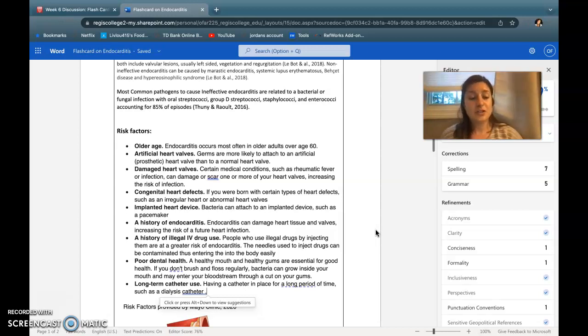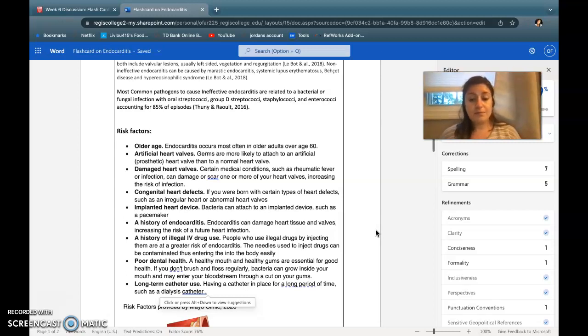Congenital heart defects. So if you had structural abnormalities at birth and bacteria enters your bloodstream, you're at a much greater risk of developing endocarditis. Same goes for any implanted heart device. If you have had endocarditis at one point in your life, you're more likely to get endocarditis again. If you use illegal IV drugs, you're at a much greater risk of being diagnosed with endocarditis because you are using needles, and if those needles are not clean and they are dirty, they can be contaminated and easily enter the body. Poor dental health.